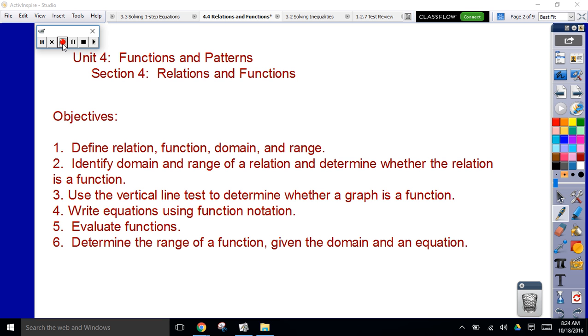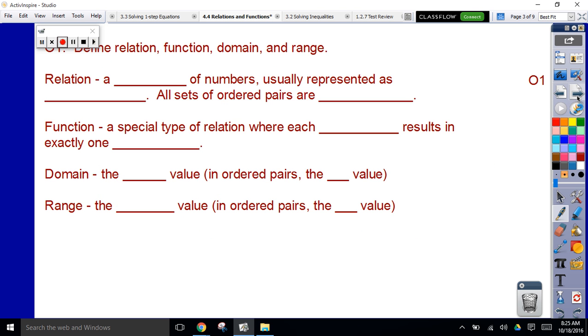We're going to use something called the vertical line test to determine whether a graph is a function, learn how to write equations using function notation, evaluate them, and determine the range of a function. So that's a lot in one day. Usually we don't have so many objectives, but they're all just kind of little things. None of them are difficult. There's just a lot of them to keep track of.